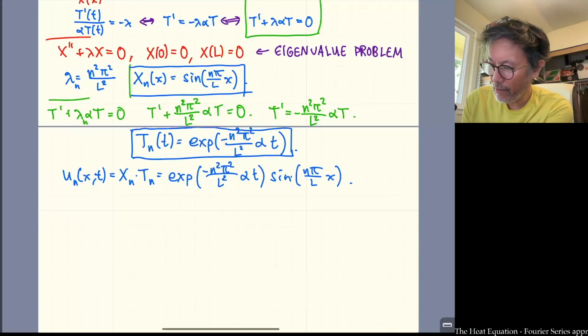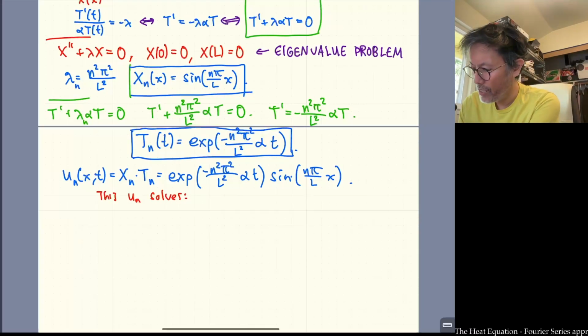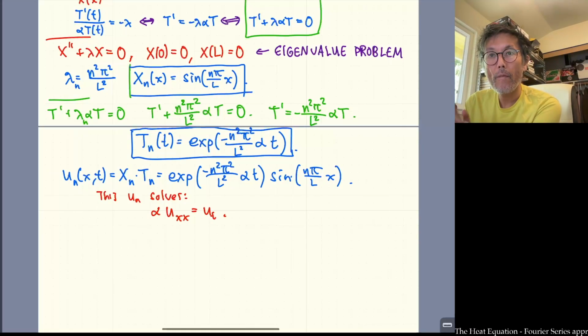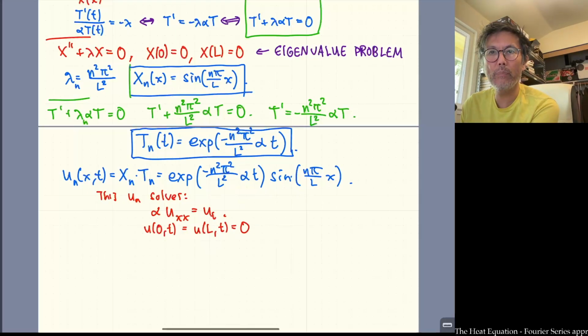So that's a problem. What is the initial condition? So here's what I want to say. This equation solves a different heat problem. This u sub n solves the following problem. It solves the same differential equation, u sub xx is equal to u sub t. That's the heat equation. Same boundary conditions: u of 0 comma t is equal to u of L comma t is equal to 0. Same boundary conditions as before.